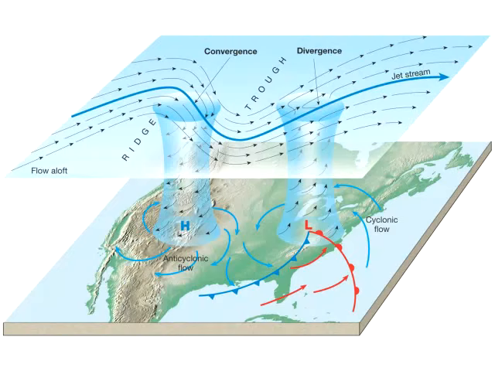Here again, upper air convergence means a surface high pressure system, upper air divergence means a surface low pressure system.